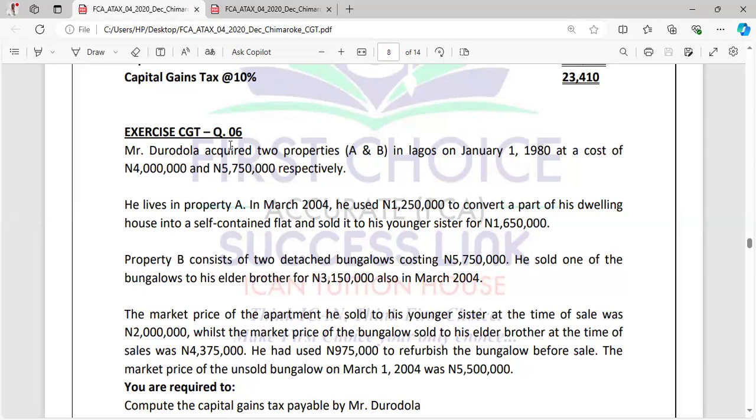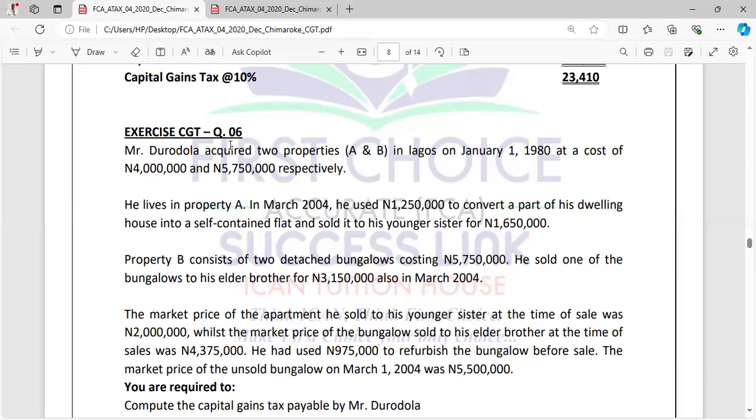Now, it goes again to show that the market price of the unsold bungalow, that is the part, because they said property B contains two detached bungalows. One was sold to elder brother, one was not sold. That part at March 1 is 5,500,000.